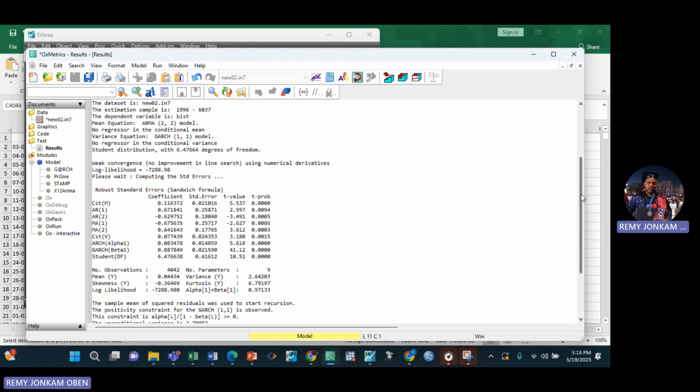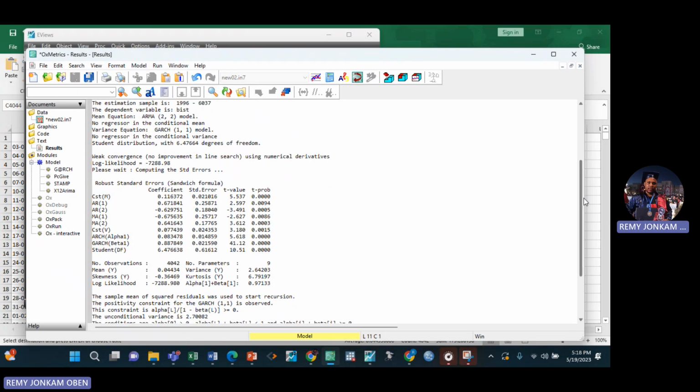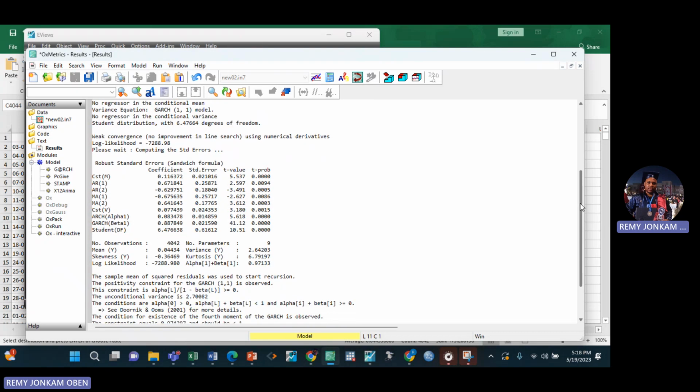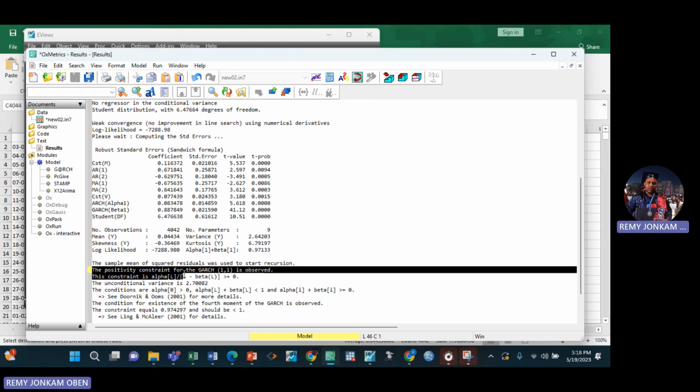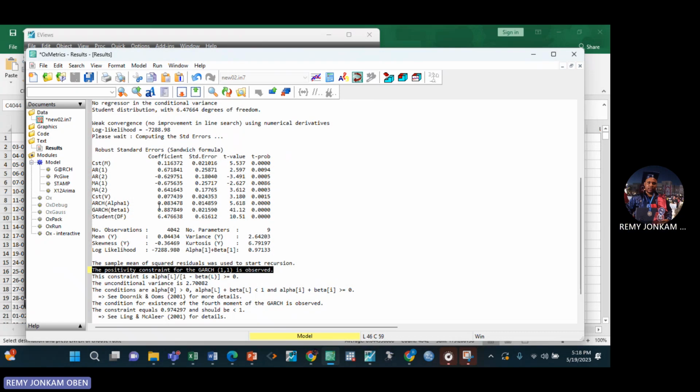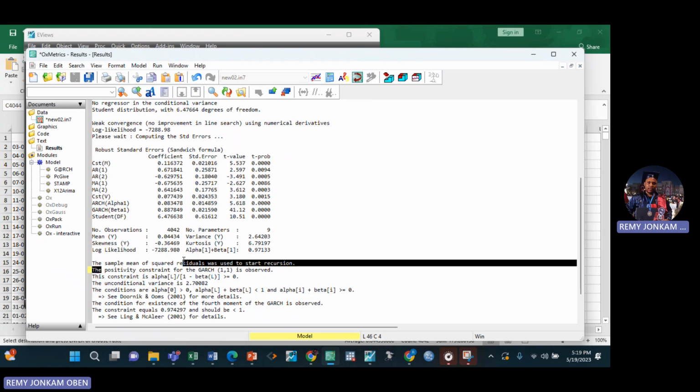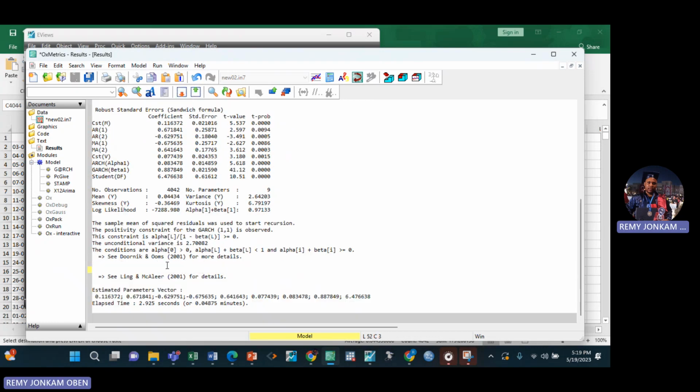We can interpret. So now with the GARCH model, we have two important constraints. The first constraint is the positivity constraint. It should be observed. So you see it is written here that the positivity constraint is observed. You see our estimated alpha parameter is positive and it is significant. The beta is positive and it is significant. Also, alpha plus beta has to be less than 1. So you see here it is 0.97 and it is less than 1, which is fine.